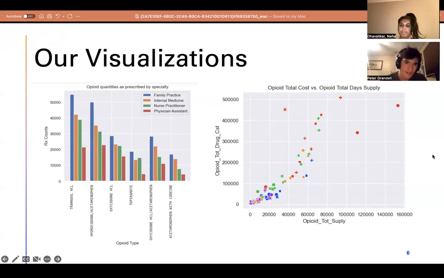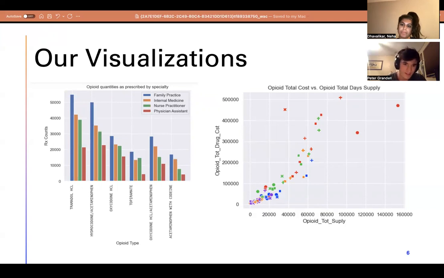Okay, and in our second visualization, we took a look at 2 quantitative variables, opioid total cost versus opioid total days supply. We wanted to look at a linear relationship that would exist between these 2 variables, and as expected, for the most part, it seems to follow this trend.